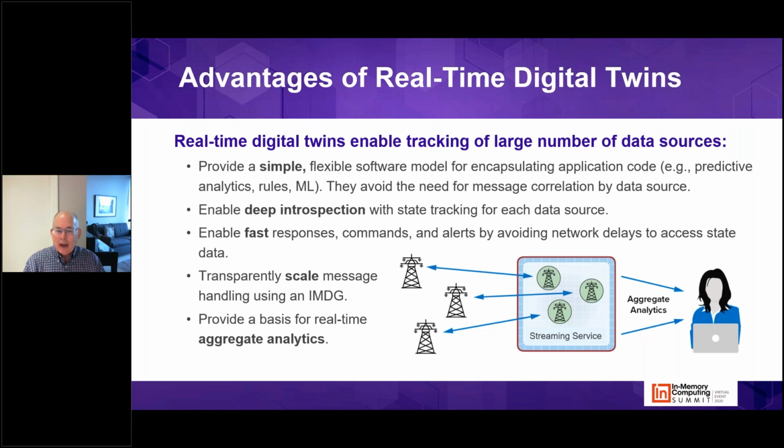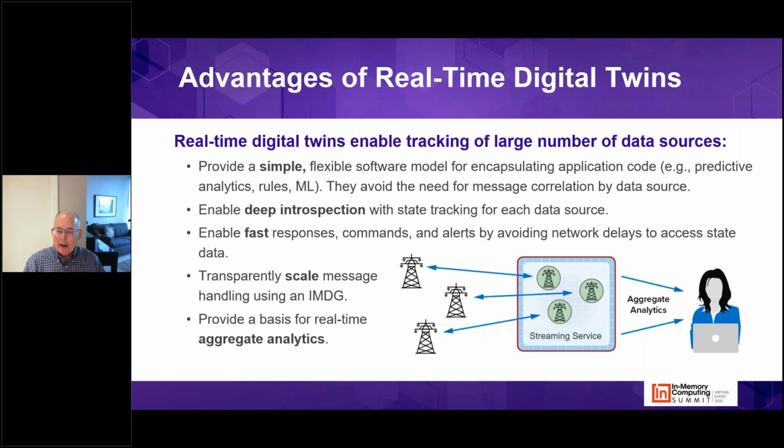It also allows the message processing to transparently scale because it can be mapped to an in-memory data grid where an object in the grid is hosting the state data for a given data source, and then servers can just be added to the grid to handle more and more digital twin objects.